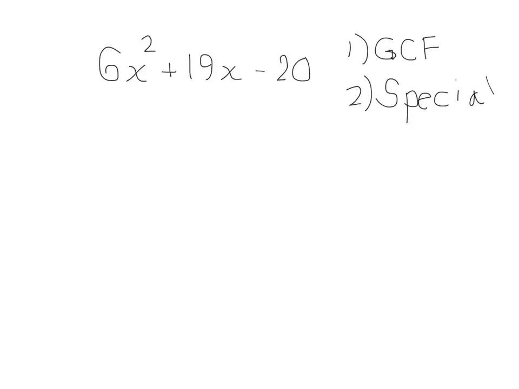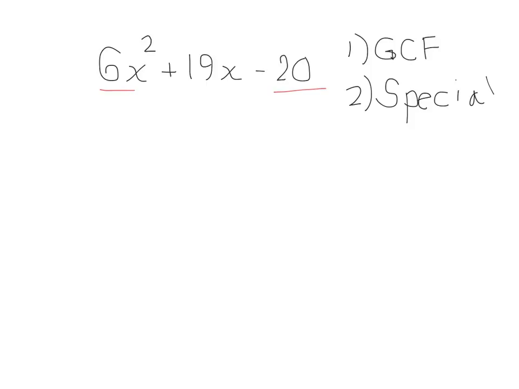Well, clearly this is a trinomial because it has 3 terms in it. So the only special case that we have studied that is for a trinomial is a perfect square trinomial. In order to be a perfect square trinomial, this first term has to be a perfect square and this last term. That is not the case.